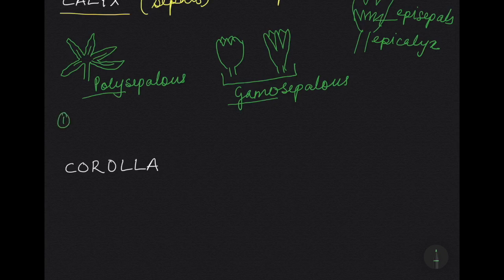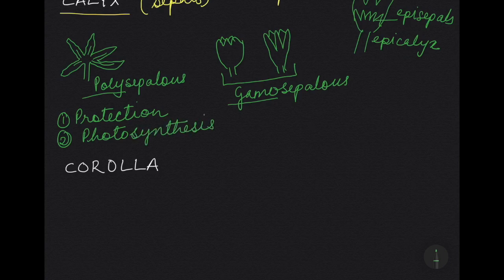Okay, now what is the function of the calyx or the sepals? First function is protection. Okay, what does it protect? It protects the flower in the bud stage. And most of the time, the sepals are green in color. So in plants, in any green parts, photosynthesis will take place. So they also perform photosynthesis.